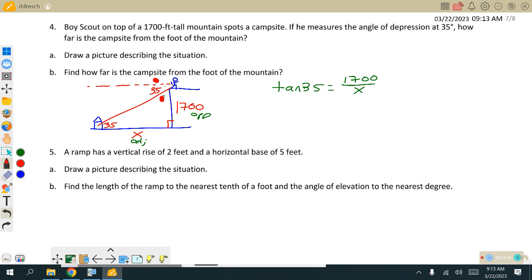You should be able to tell me, and look at that. X is in the denominator, so it's going to be division. If you're not seeing that, what did you do all last week? You should be able to tell me that and go boom right to that. Now go to your calculator.